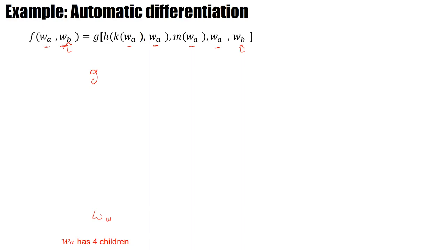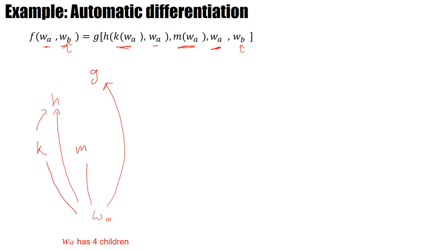And now WA enters 3 times. It goes directly into G. It goes into G via the function M. And then it also goes into G via the function K. Now, K goes into G via the function H, but H also uses WA directly. And then H goes into G, M goes into G.